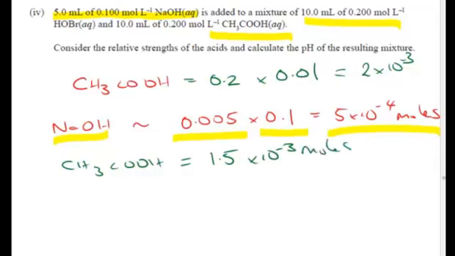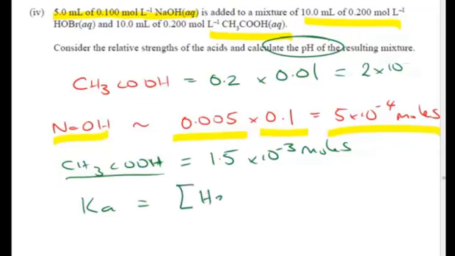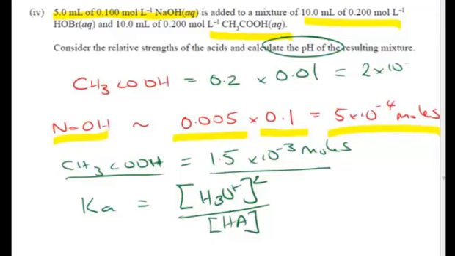moles, and we're asked to calculate the pH, and the pH at this point is really going to be intrinsically due to the stronger acid, the ethanoic acid. So if we have that based on Ka equals H3O plus squared over HA. So we can work out the concentration of this.